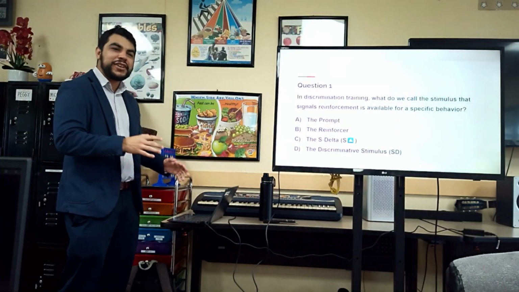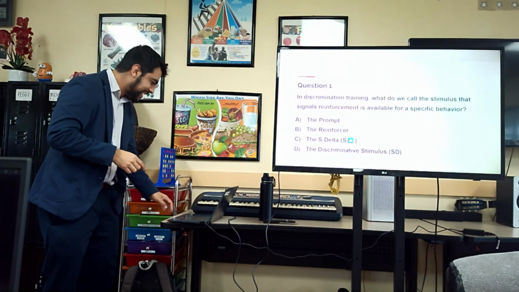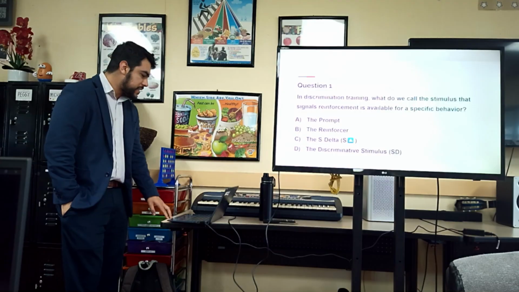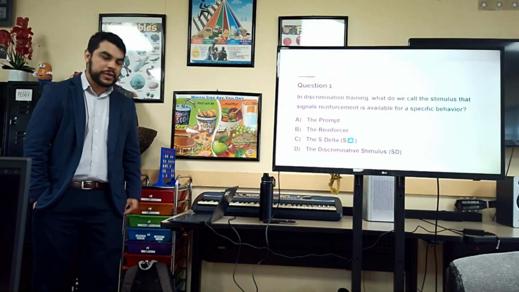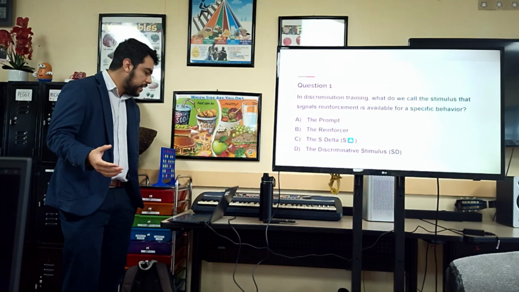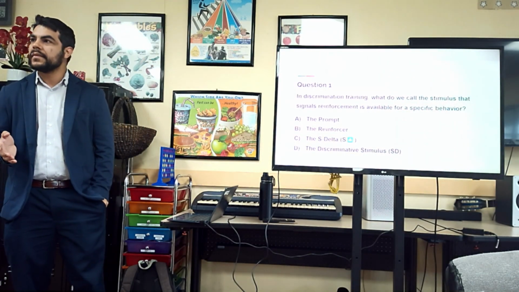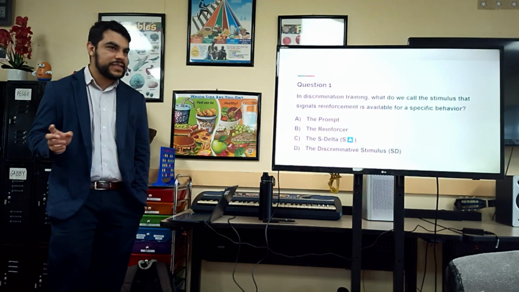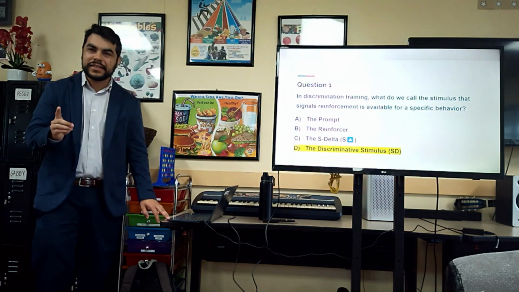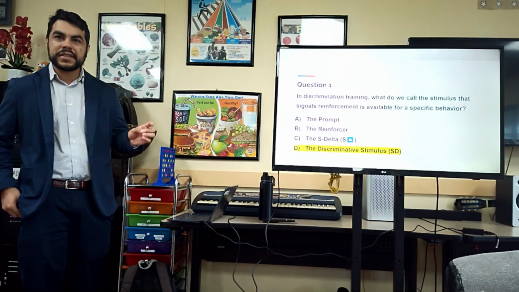And apologies, for whatever reason I couldn't make the triangle for the S delta, so I ended up just using the emoji here. So the first question, funny enough, on discrimination training: what do we call the stimulus that signals reinforcement is available for a specific behavior? Is it A, the prompt, B, the reinforcer, C, the S delta, or D, the SD? I'm hearing D. Let's see. It is D. Yes, good, great. That's right. The discriminative stimulus.